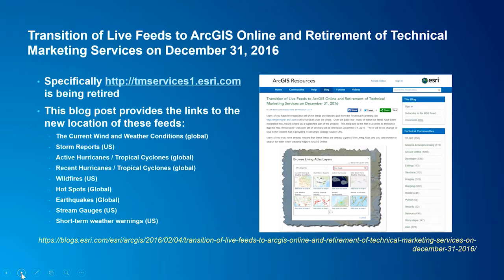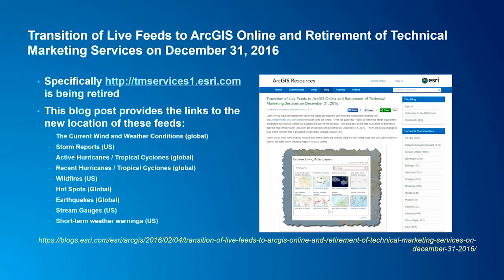Also want to make people aware that some of the live feeds that we have made available through our ESRI disaster response program and through our technical marketing services are being migrated. The transition of those to ArcGIS Online will be complete at the end of this year. If you are using some of this information, or if you know of colleagues who are, I would encourage you to make sure they're aware that the link you see at that first bullet will be retired on December 31st.